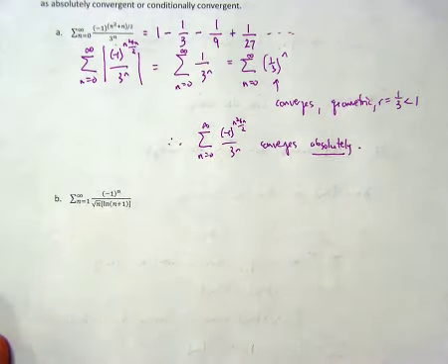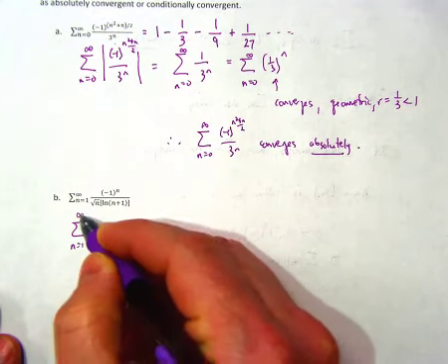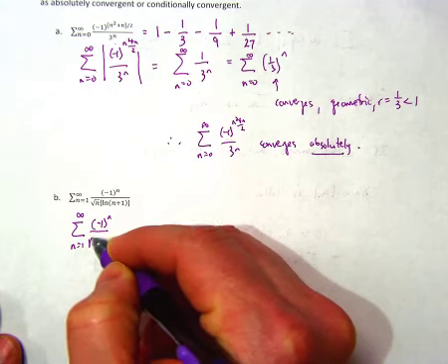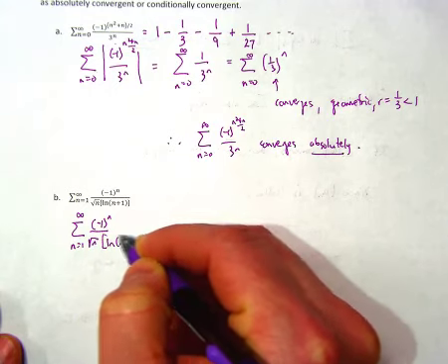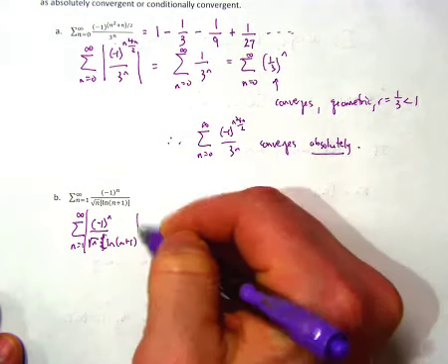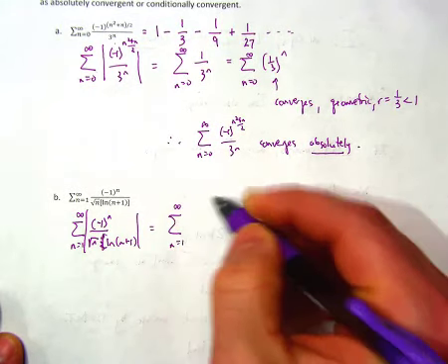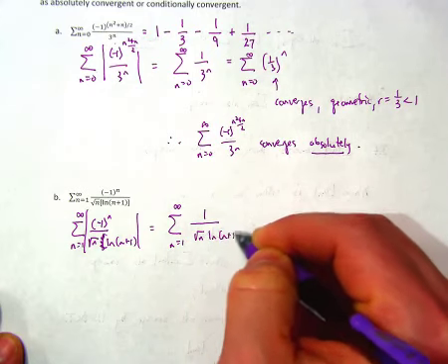All right, the next one, a little bit trickier there. This is an alternating series. Might give you some hints there. Guess I didn't really need those brackets there, did I? All right, if we take the absolute value of that, we get the sum from n equals 1 to infinity of just 1 over the square root of n times the natural log of n plus 1.